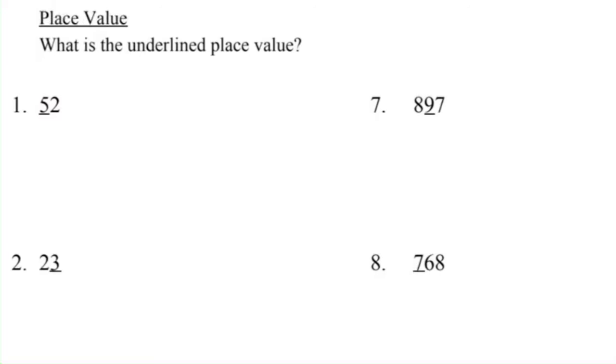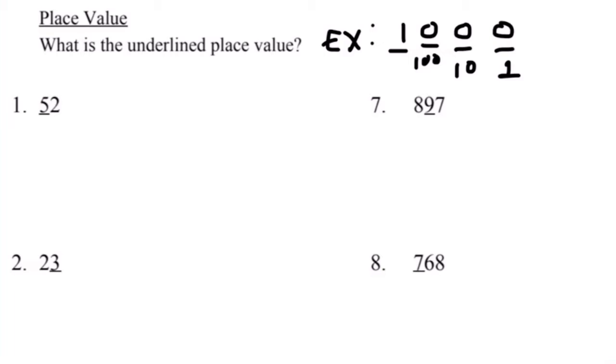What is the underlying place value? Number 1, they give us the number 52 with the 5 underlined. Well, let's go over which place value is located in which section. So this is an example. We have the number 1000. This should be our ones place. This should be our tens place. This should be our 100s place. And this should be our thousands place.